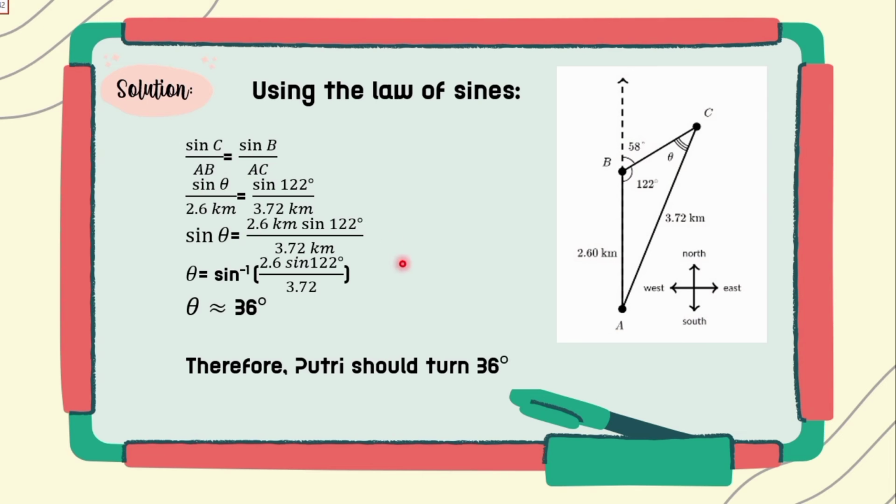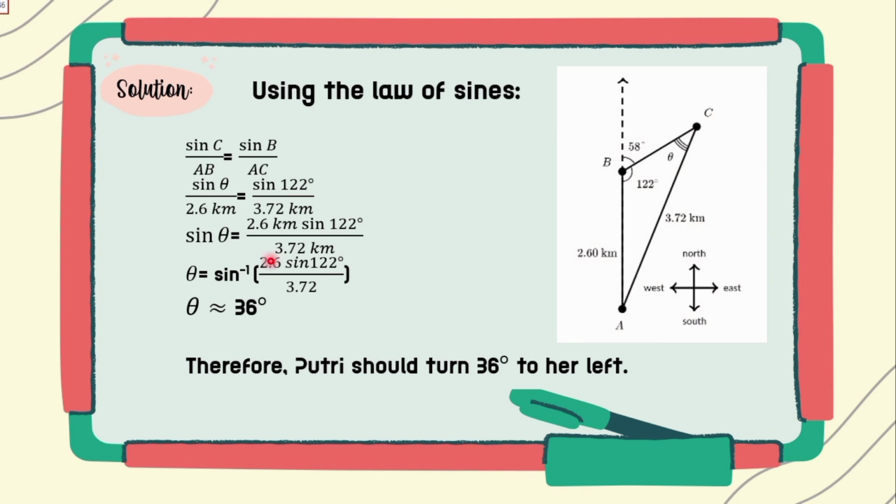So we are given that the measurement of angle B is equal to 122 degrees, our AB is 2.6 kilometers, and our AC is 3.72 kilometers. So we're gonna have to substitute these values. We got here sine theta over 2.6 kilometers is equal to sine 122 degrees over 3.72 kilometers. So cross multiply and then simplify. We got here sine theta is equal to 2.6 kilometers times sine 122 degrees over 3.72.